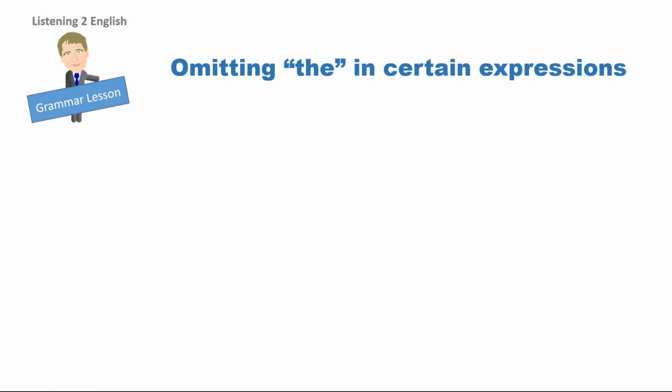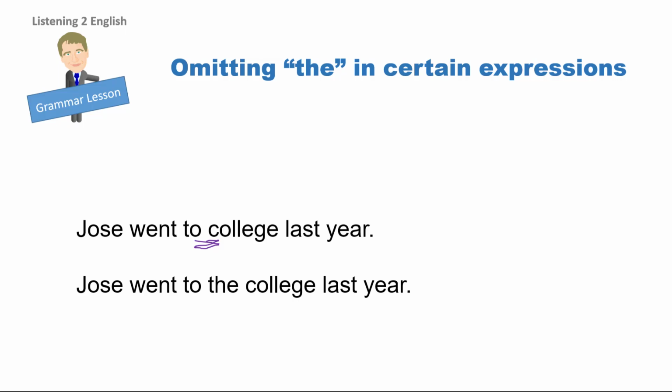Okay, here's a quick grammar lesson. Today we're going to talk about omitting "the" in certain expressions. So, "Jose went to college last year." There's no "the." "Jose went to the college last year." We have the word "the" there. So what's the difference? In the first sentence, "Jose went to college last year."